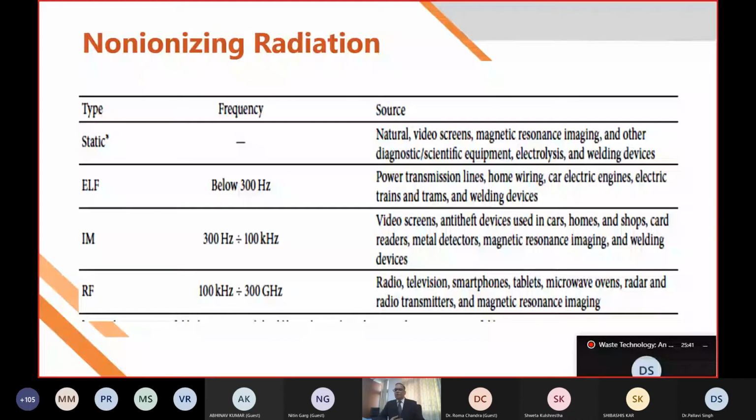This RF frequency is what we use in our mobile phones. Mobile is of around 900 megahertz frequency. Even if we receive a call, that has a different frequency. If we send voice to another device, the frequency is a little different, around 1 gigahertz. Basically, this mobile is a 1 gigahertz source.